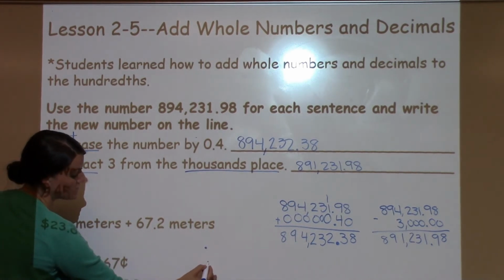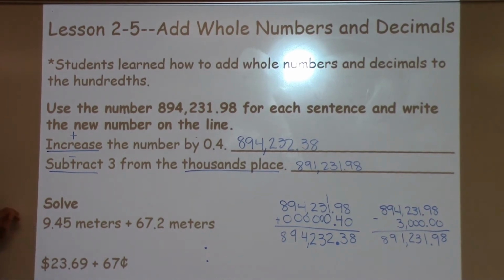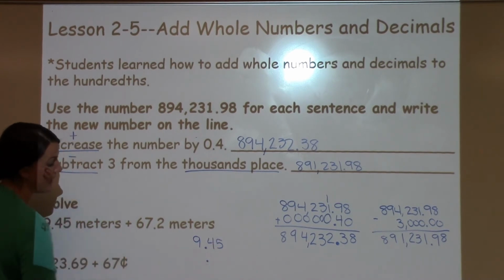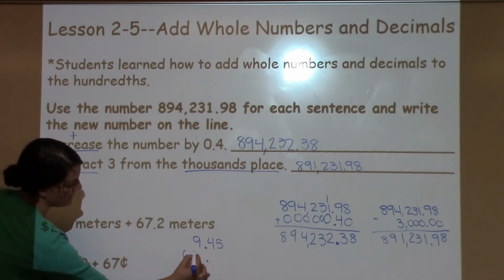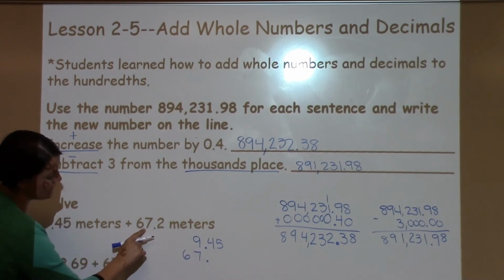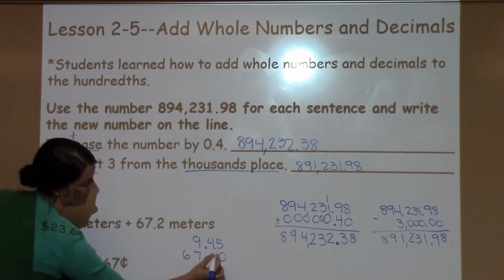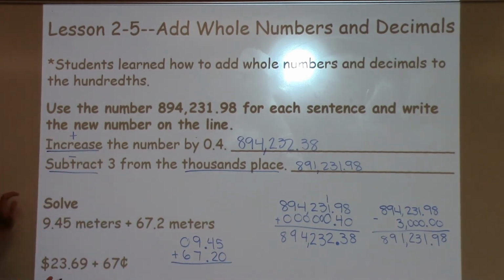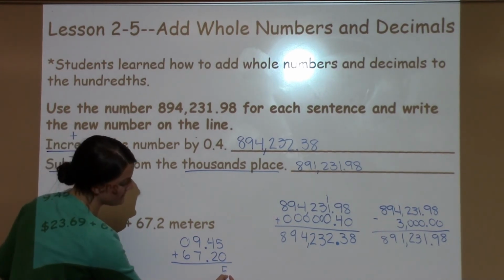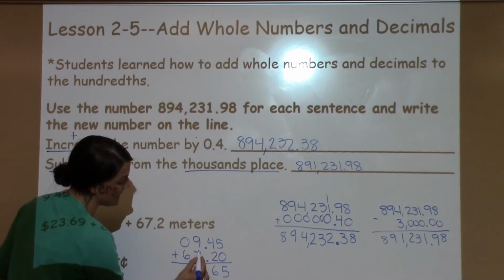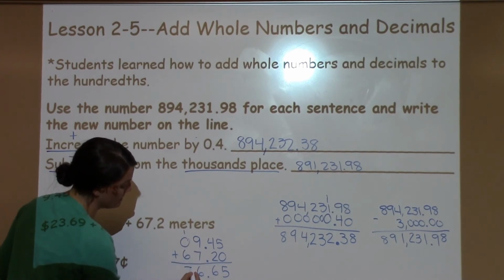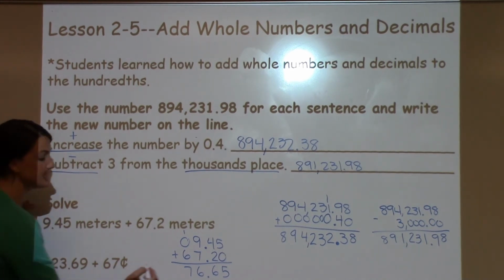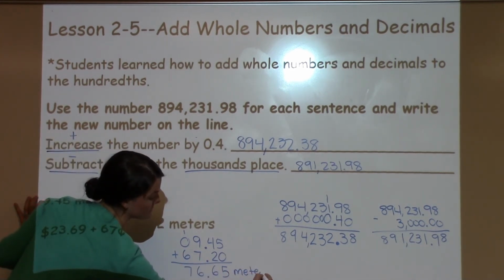Again, I'm going to use my strategy of placing my decimal points first and lining them up, and then placing my numbers where they belong by the decimal point. On 67 and 2/10, I have 2 numbers before the decimal point. So I'm going to add zeros to hold the place anywhere there was not a number. 5 plus 0 is 5, 4 plus 2 is 6, 9 plus 7 is 16, I carry my 1, 6 plus 1 is 7, for a final answer of 76 and 65 hundredths meters.